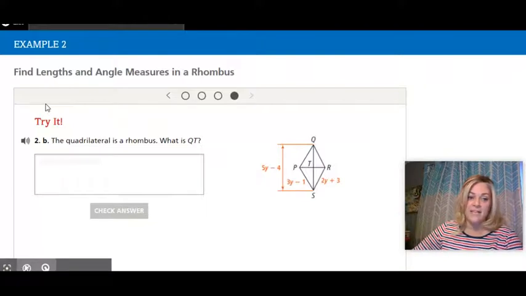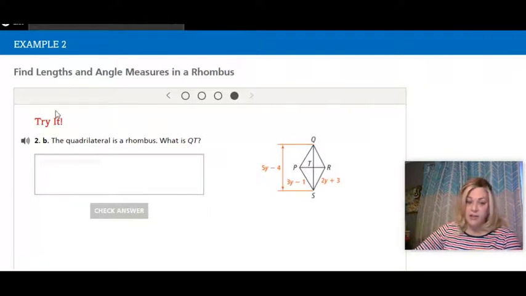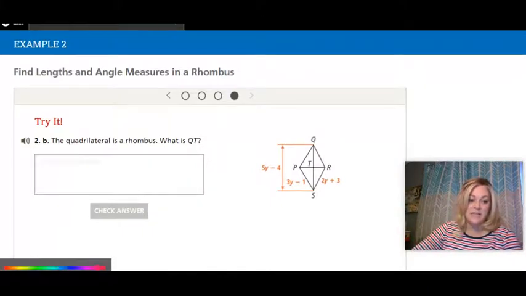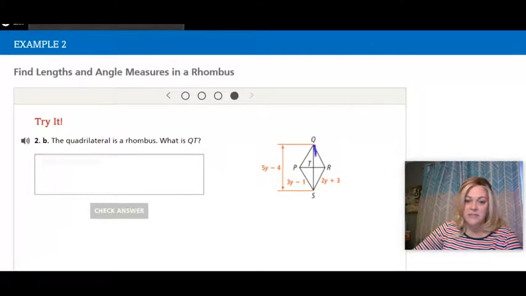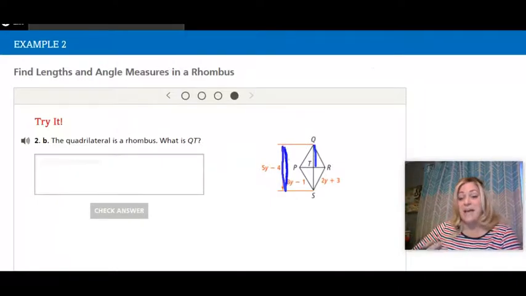Another problem, try it 2b. This one has a lot of algebra. The quadrilateral is still a rhombus. You need to find QT. So let's grab some colors here. QT is from here to here, which means this length, the whole thing, QS, is going to be double what I need, or QT is half of this measurement over here.